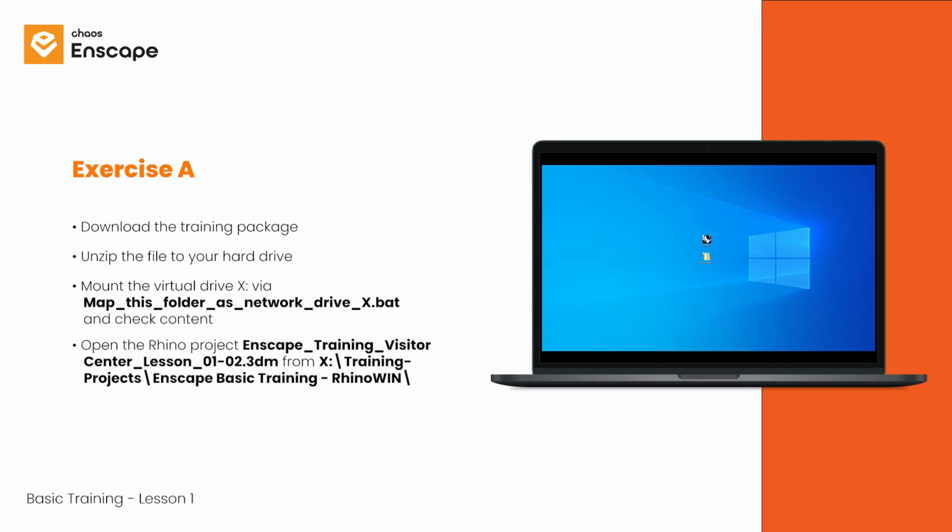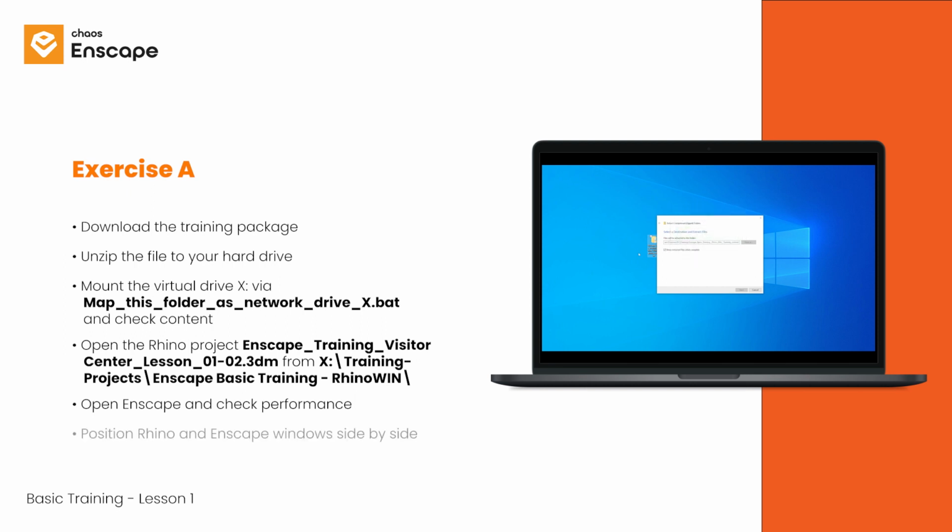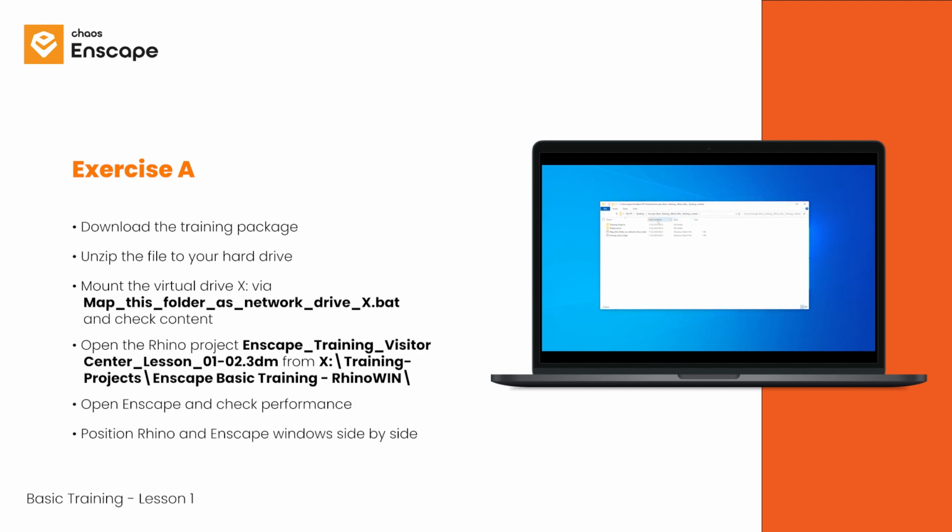Open the first Rhino project you'll find in the Training Projects folder. Then it's time to open Enscape. Once Enscape is open, check the performance. Right-click and hold the right mouse button on any geometry and move your mouse to orbit. If you experience lagging or a bad frame rate, consider dialing down the rendering quality for better comfort when learning to move around. And finally, position Rhino and Enscape windows side by side. Once you've gone through the steps, we'll see each other in Lesson 2.